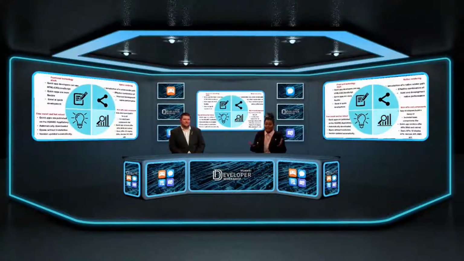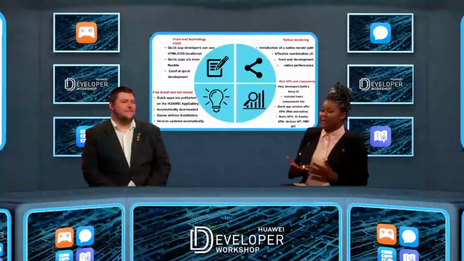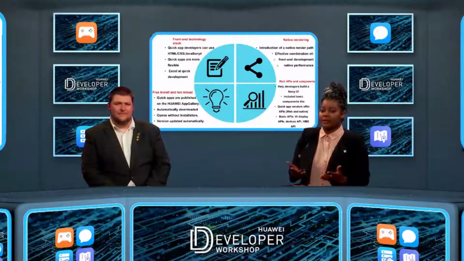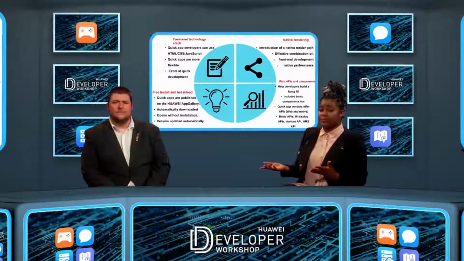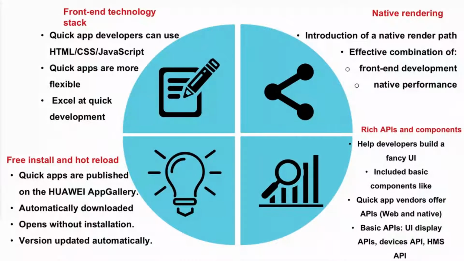So, as you can see, Quick Apps is a group of tools that allow you to write front-end code, which allows for quicker development. So basically, the coding stacks that are used are your HTML, your CSS, and your JavaScript. Huawei Quick Apps offers free installation. Quick Apps are automatically downloaded and opened on a device without any installation. The space required for these apps is a maximum of 10 megabytes. They will be automatically updated when they're used.